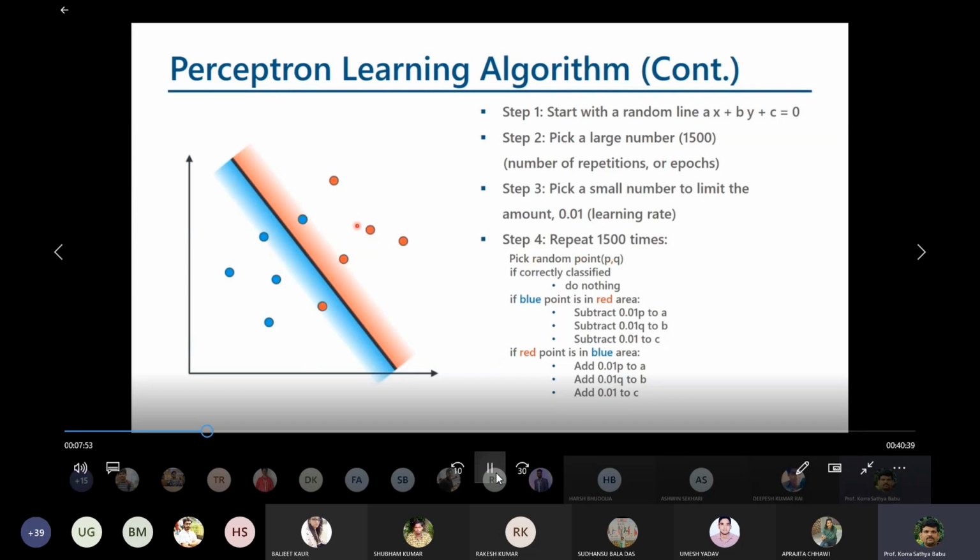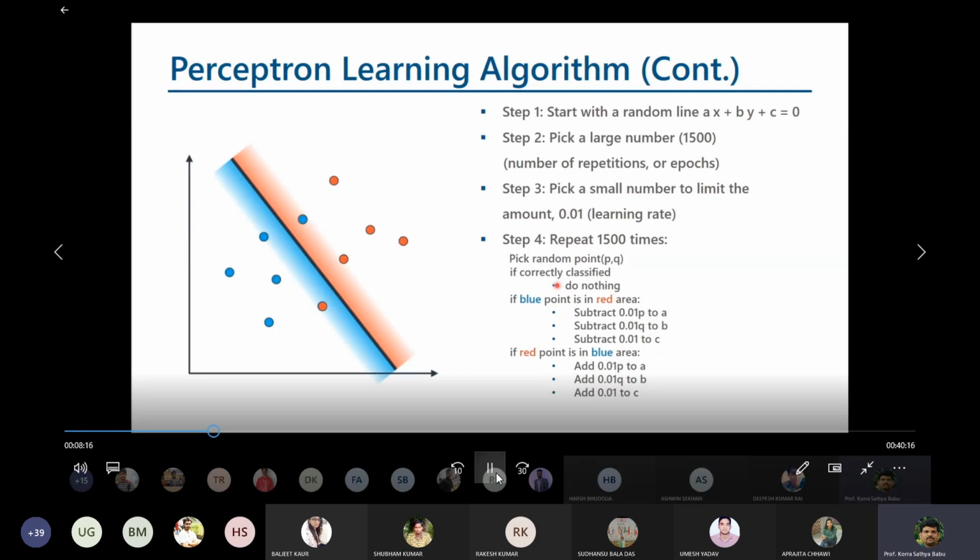So pick a random point P comma Q. Any point you can pick. Suppose you are seeing this point. Random point: if correctly classified, do nothing. So this is correctly classified because this line is given and this point is on the right side, in the sense that it is on the correct side.